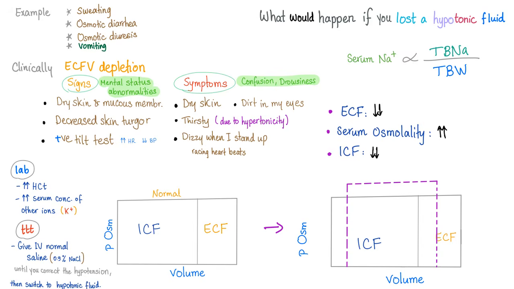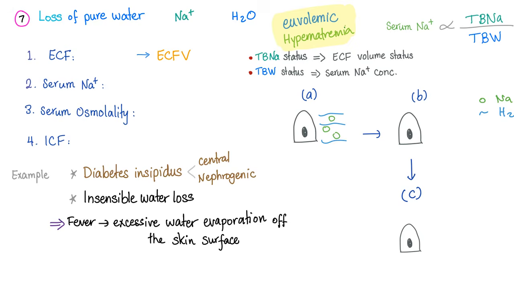Okay, how about the treatment? When you lose a hypotonic fluid, some people will say, give them a hypotonic fluid. Okay, but we have to start with an isotonic fluid to maintain the blood pressure. Once we maintain the blood pressure, we can switch to the hypotonic fluid as you wish. How about loss of pure water? Let's lose pure water.